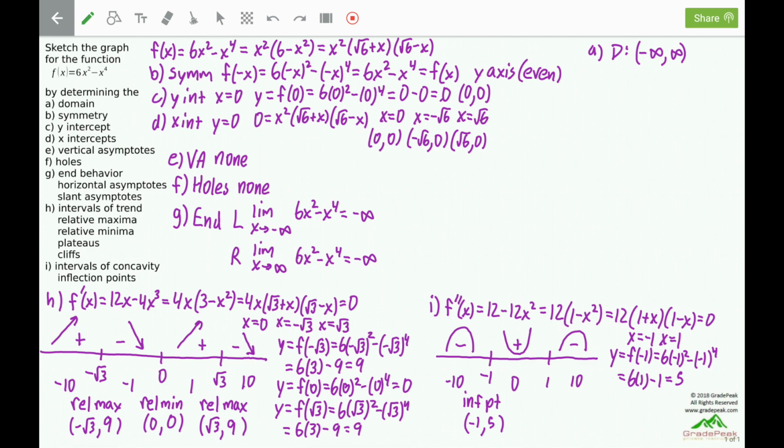Right at the candidate number of x equals +1, we have the concavity changing from concave up to concave down. That makes x equals +1 also be an inflection point. It has an x-coordinate of +1, and a corresponding y-coordinate can be found by plugging the x-coordinate back into the original function. So f of 1, which is 6 times 1 squared minus 1 to the 4th.